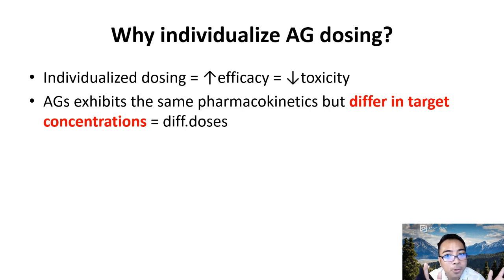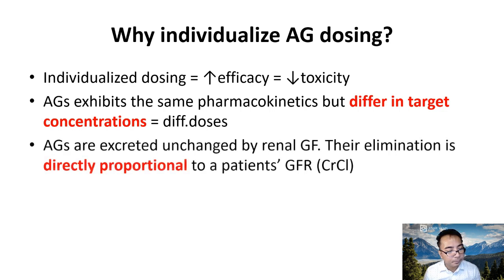Okay, meaning almost all aminoglycosides, tobramycin, gentamicin, amikacin, okay, these medications class tend to have the same pharmacokinetics. Yun nga lang, nag-iiba lang sa, adjust natin ito. Okay, nag-iiba lang class sa target concentrations. Okay, hence, giving them different doses. Aminoglycosides are excreted unchanged by renal GFR. So, their elimination is directly proportional to your patient's GFR.